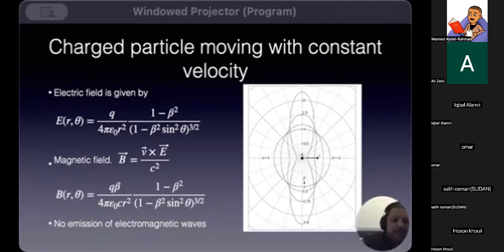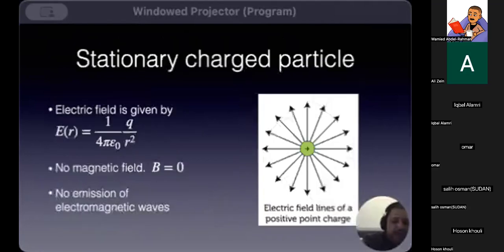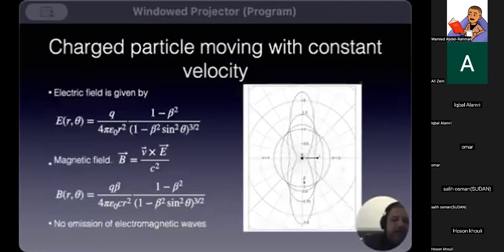Okay, but the point I want to make, it's not here, the electric field is just proportional to 1 over r squared. What happens is, in all directions of theta, the electric field is the same as long as r is the same. Now, when the charged particle is moving with a velocity, we get a stretch. So the electric field increases in this vertical direction and decreases in the horizontal direction.